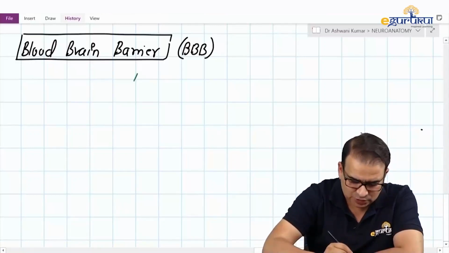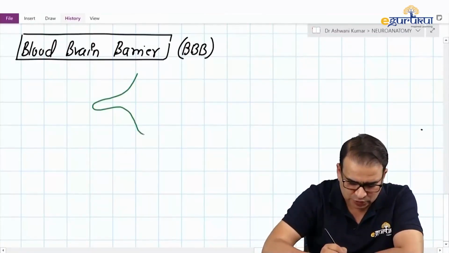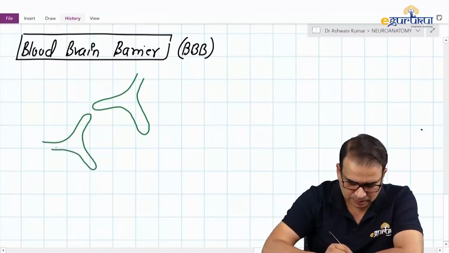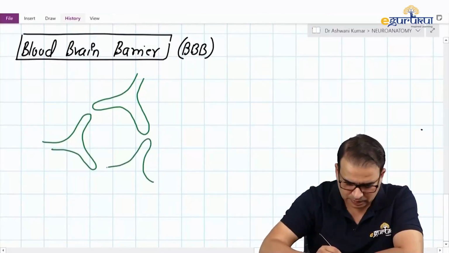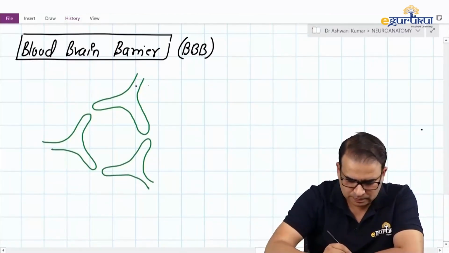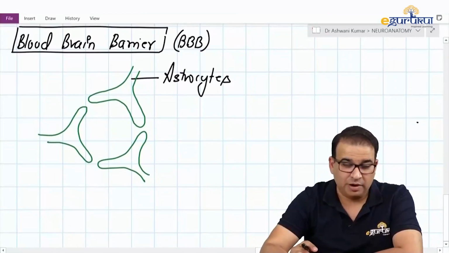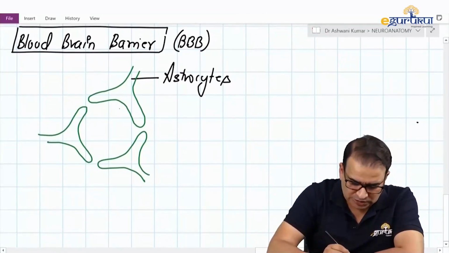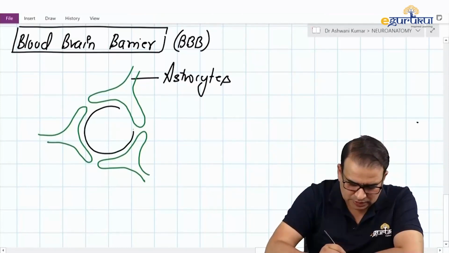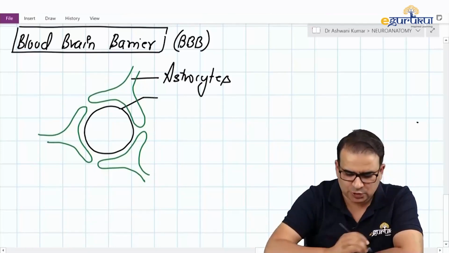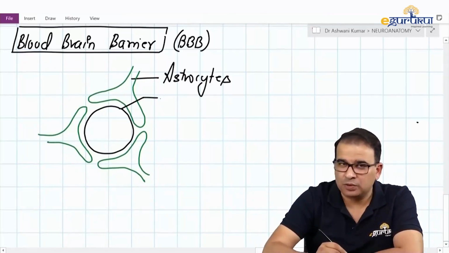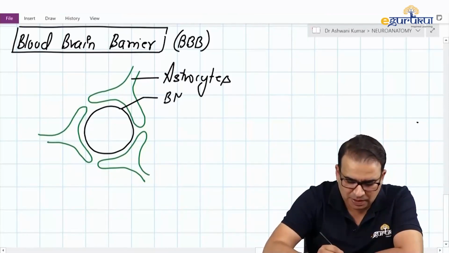Now let's say, guys, these are the astrocytes here. These are the foot processes of astrocytes which are covering a blood vessel. So surely the astrocyte is one component of the blood-brain barrier, but probably not the most important component. Then what you'll see, these processes of the astrocytes are covering the blood vessel. Of course, they're covering the blood vessel. So we have this basement membrane. There is a basement membrane of the capillary endothelium.